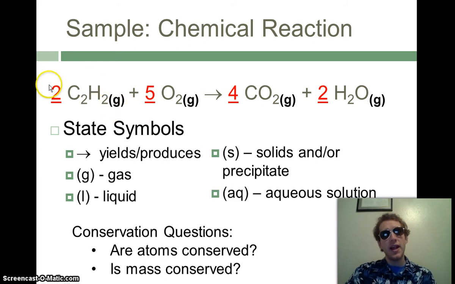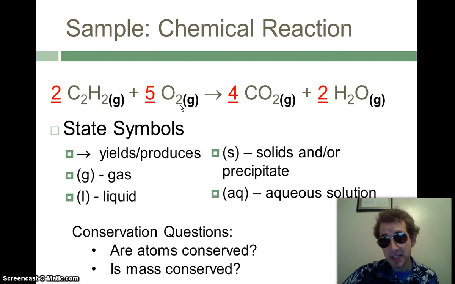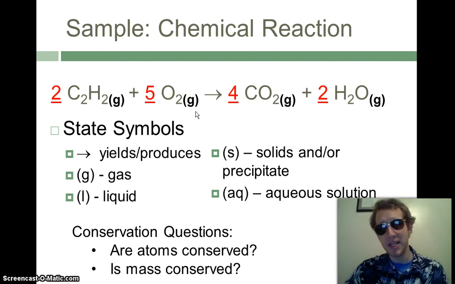Now, these original big letters, those represent the elements: carbon, hydrogen, oxygen. The little subscripts tell you how many carbons, how many hydrogen, how many oxygen. The big numbers represent the coefficients, how many molecules of this hydrocarbon. We've got 2 molecules of this guy, reacting with 5 molecules of oxygen to make 4 molecules of carbon dioxide with 2 molecules of water. And the little letters tell you as a chemist how to complete this reaction.